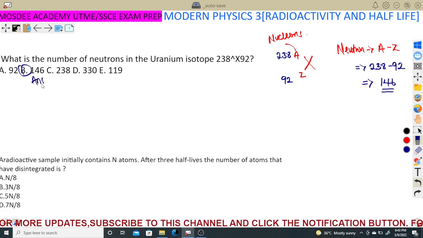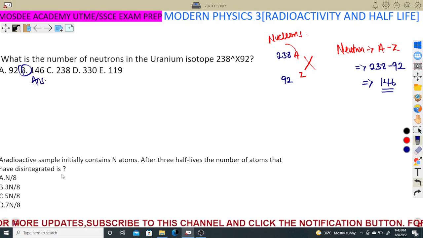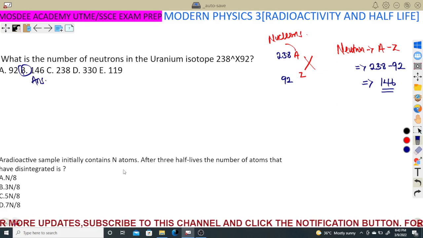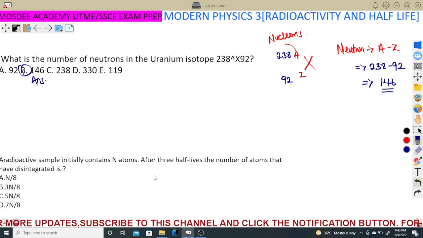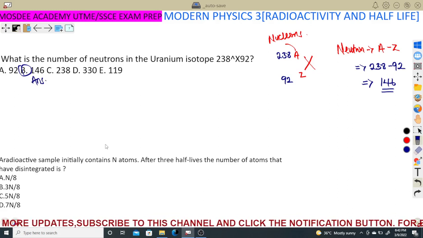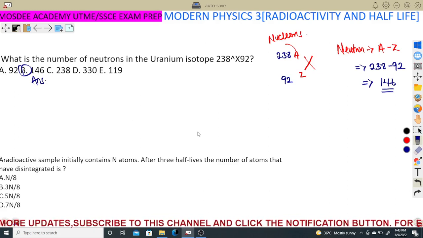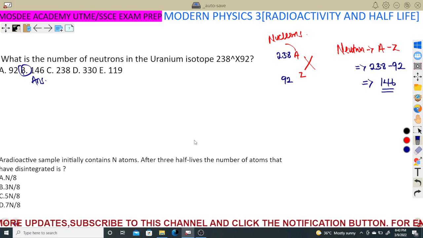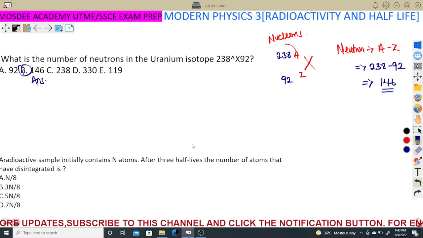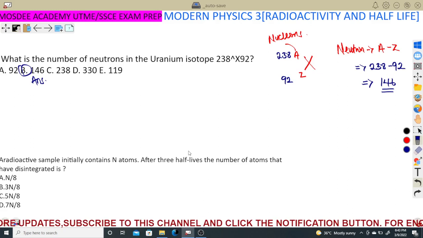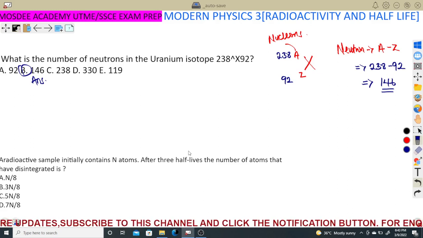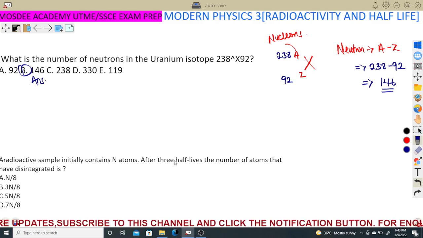The next question is, a radioactive sample initially contained N atoms. After 3 half-lives, the number of atoms that have disintegrated is that. Now, let's talk about this. We've talked about spontaneous emission of radioactive rays, spontaneous emission of what? Of nucleus, or disintegration of nucleus. Spontaneous disintegration of nucleus is defined as radioactivity.